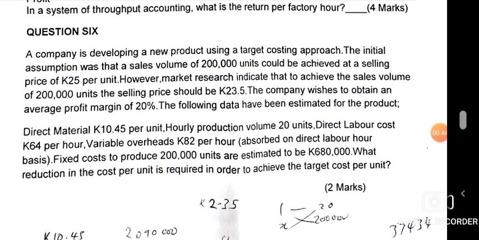The following data have been estimated for the product. Direct materials are 10.45 per unit. Hourly production volume is 20 units. Direct labor costs are 64 per hour. Variable overheads are 82 kwacha per hour, and they are absorbed based on direct labor hours. Fixed costs to produce 200 units are estimated to be 680,000. What reduction in the cost per unit is required in order to achieve the target cost per unit?